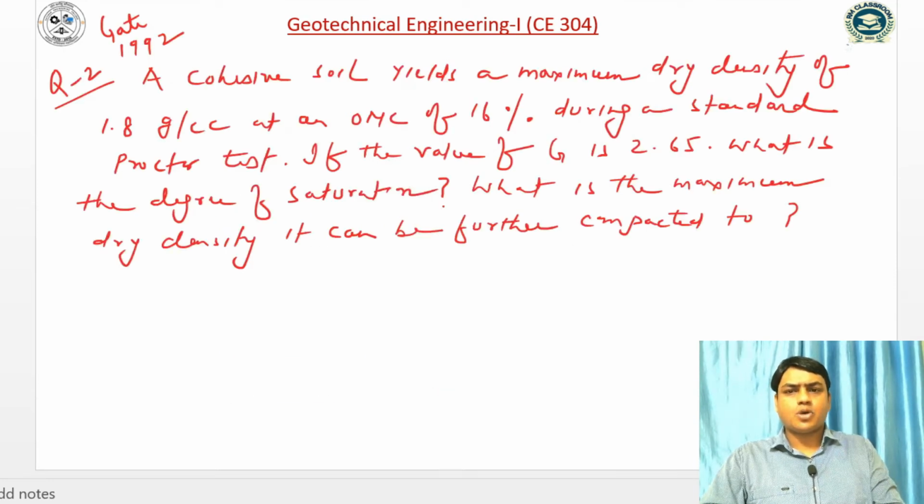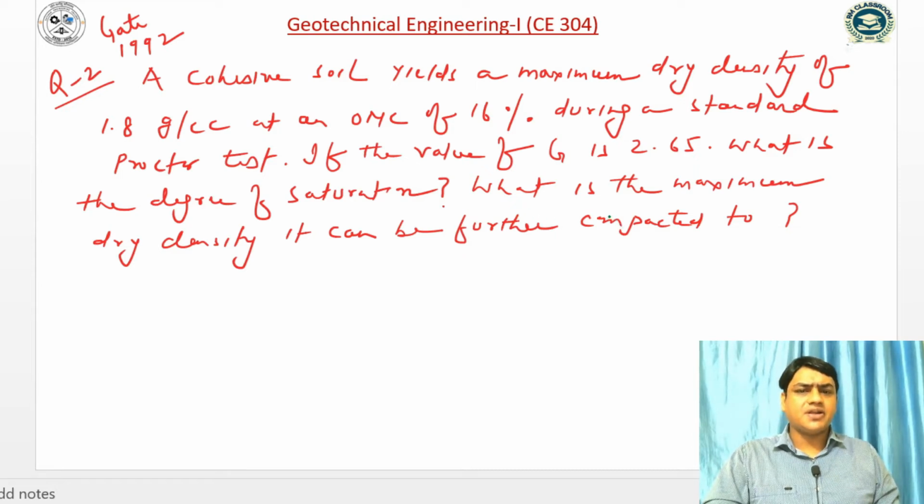Let us take another problem. A cohesive soil yields a maximum dry density of 1.8 gram per cc at an optimum moisture content of 16% during a standard Proctor test. If the specific gravity is 2.65, what is the degree of saturation? And in the second part we have to find the maximum dry density if it can be further compacted.